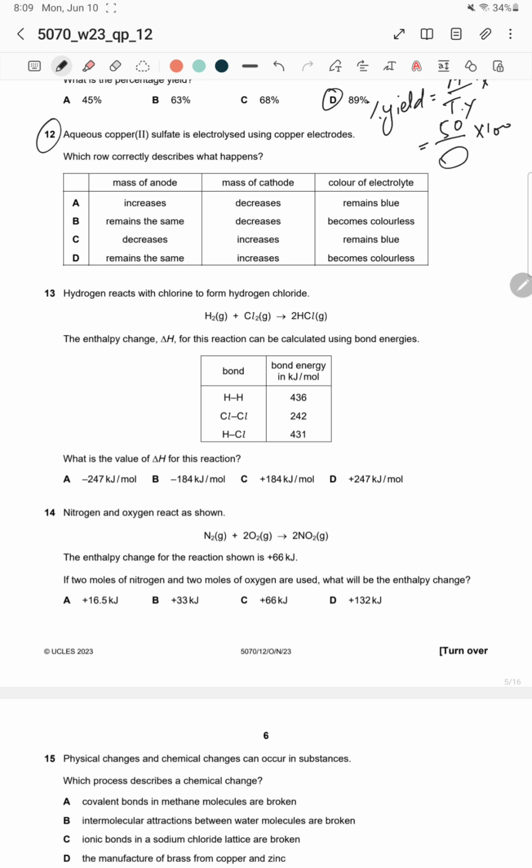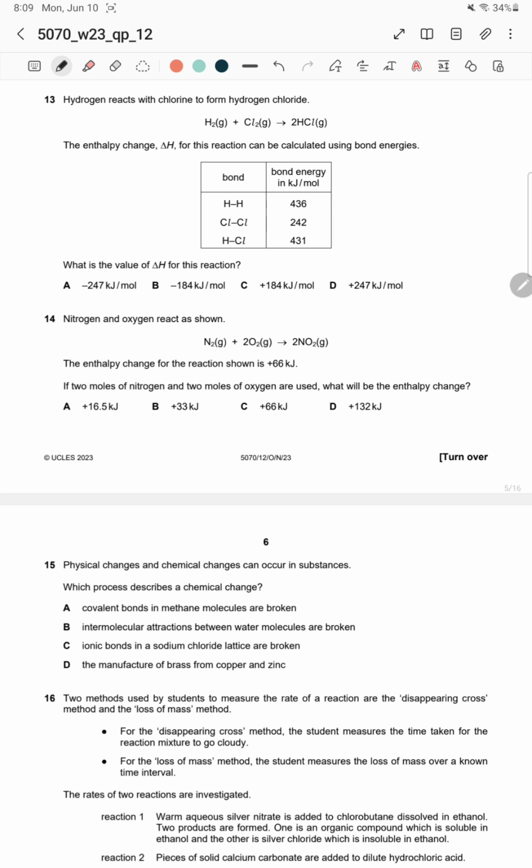Question 12 is from the topic electrolysis. Aqueous copper sulfate is electrolyzed using copper electrodes. Copper electrodes are reactive electrodes, so they will take part physically in the reaction. Mass of the anode decreases, mass of the cathode increases. Which row correctly describes this? So see, the mass of the anode will decrease because copper is a reactive electrode. Mass of the cathode will increase, and the number of copper ions in the solution will remain as such. So the blue color will remain as such. So C will be the correct option.